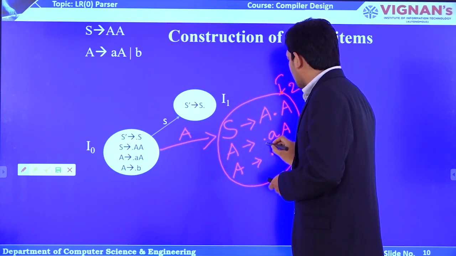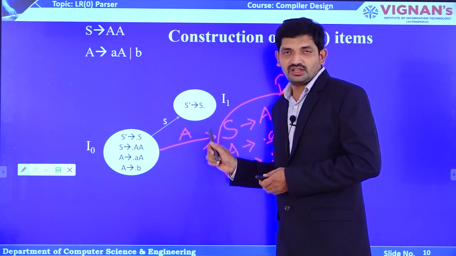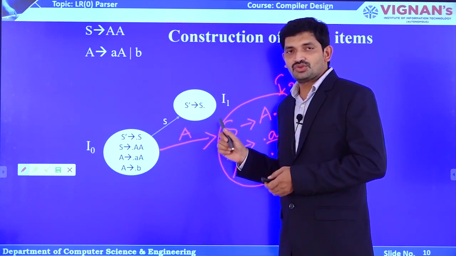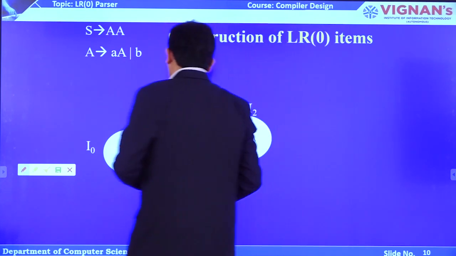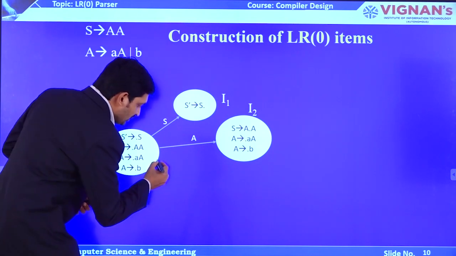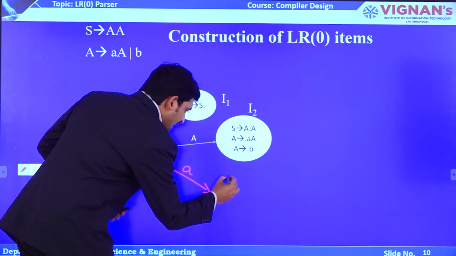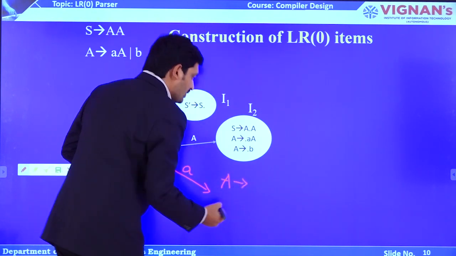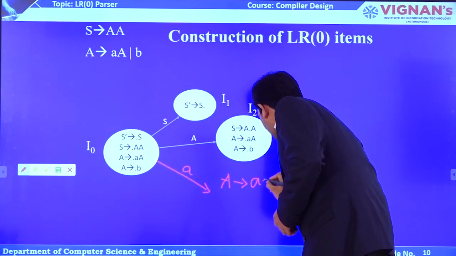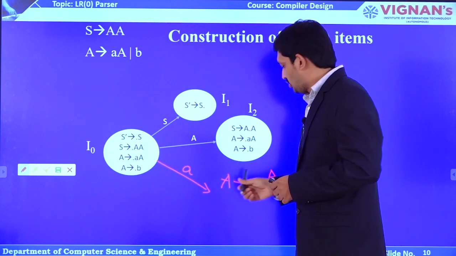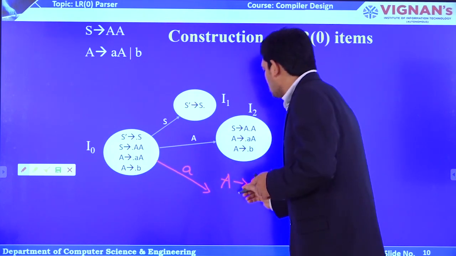Here I cannot apply any closure operation, because after the dot a terminal is there. If there is a terminal after the dot, we cannot perform the closure operation. For the third one, I am going to perform the operation on small a. What I have to write? A tends to a dot capital A. You can observe after this dot capital A is there. So again I have to apply the closure operation.